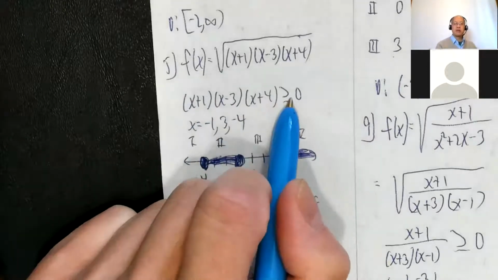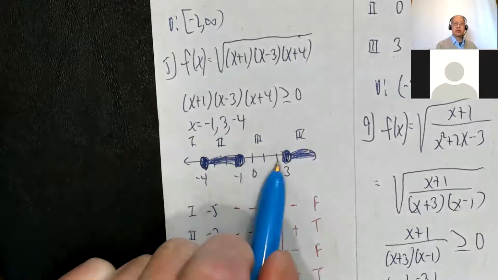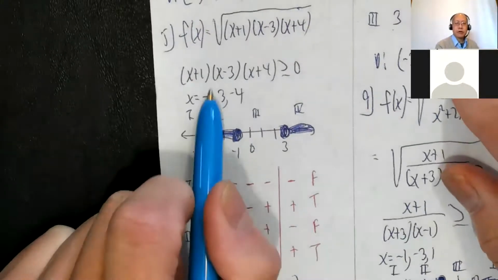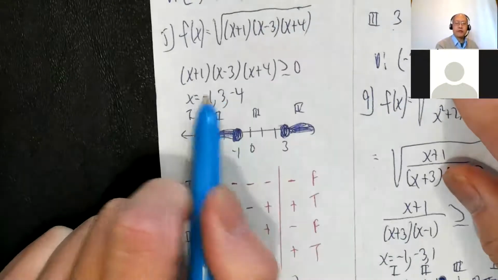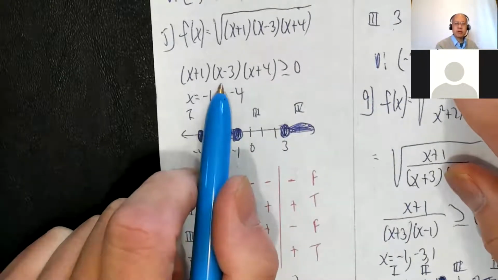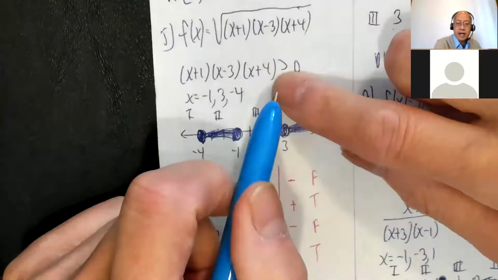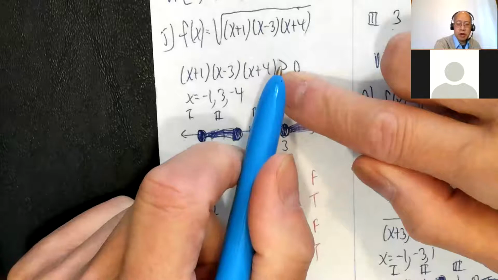0 is greater than or equal to 0, true. So closed circle, closed circle, closed circle. They're all going to be true. If I plug in -1 or 3 or 4 or -4, they're all going to say 0 is greater than or equal to 0. So closed circle, closed circle, closed circle. If I had it like this, you might recall, they would all be open circles.